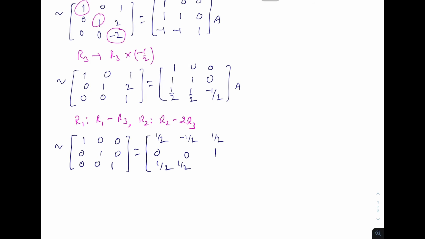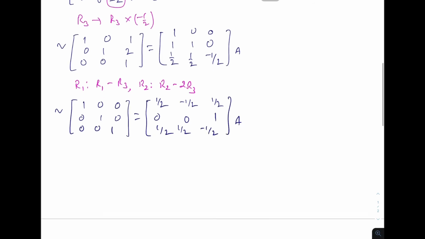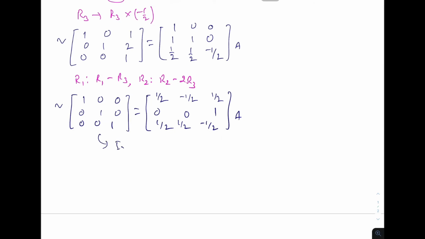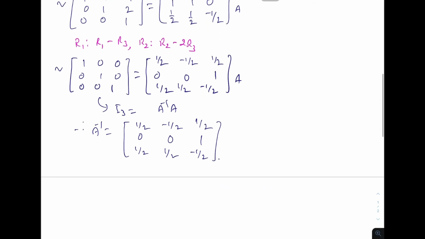This is 1 by 2, 1 by 2, minus 1 by 2 and A. So now this is identity matrix, this is our A inverse and A. So A inverse equal to 1 by 2 minus 1 by 2 1 by 2, 0 0 1, 1 by 2 1 by 2 and minus 1 by 2. Okay, let us take one more example.